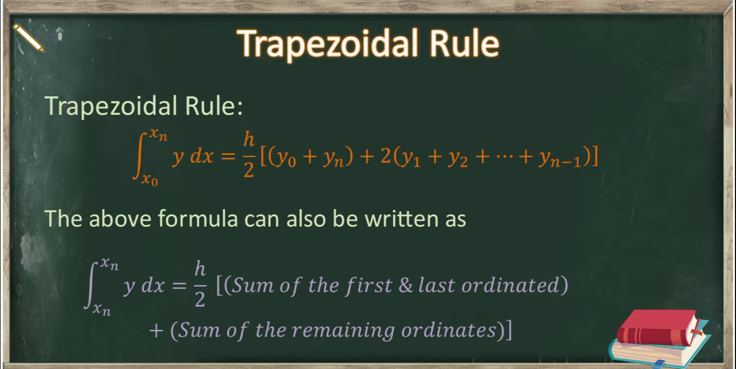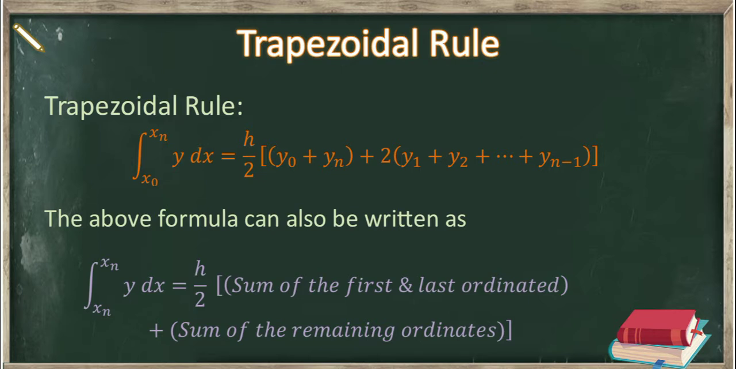Trapezoidal rule: integration x0 to xn y dx is equal to h by 2 into y0 plus yn plus 2 into y1 plus y2 plus up to yn minus 1. This is the trapezoidal rule. So what is the trapezoidal rule? Integration x0 to xn y dx is equal to h by 2 into y0 plus yn plus 2 times y1 plus y2 plus up to yn minus 1.